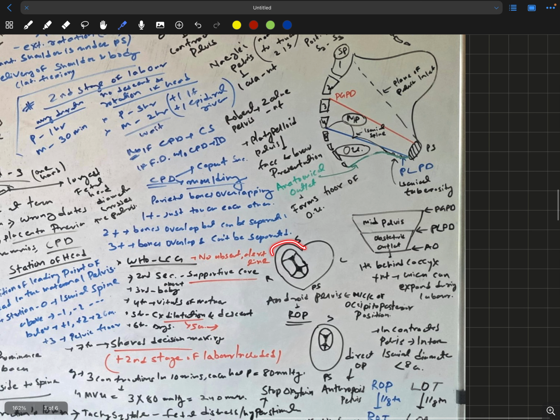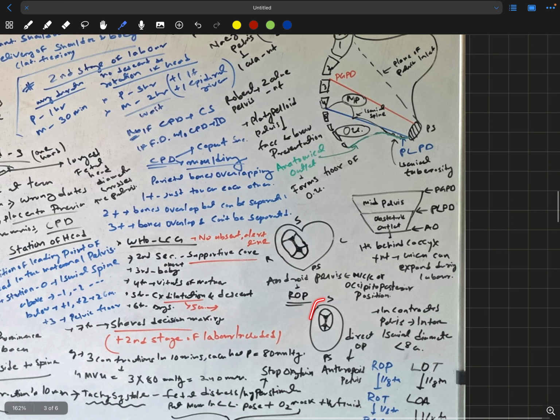This is the android pelvis. Android pelvis means it is a heart-shaped pelvis. In android pelvis, occipito posterior position is more common. This is right occipito posterior. So occipito posterior position is common in android pelvis because of the space it has. So occipito posterior presentation is common in android pelvis.